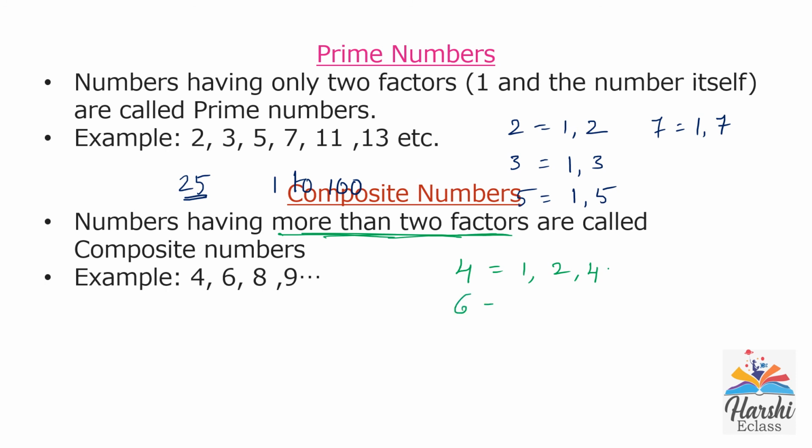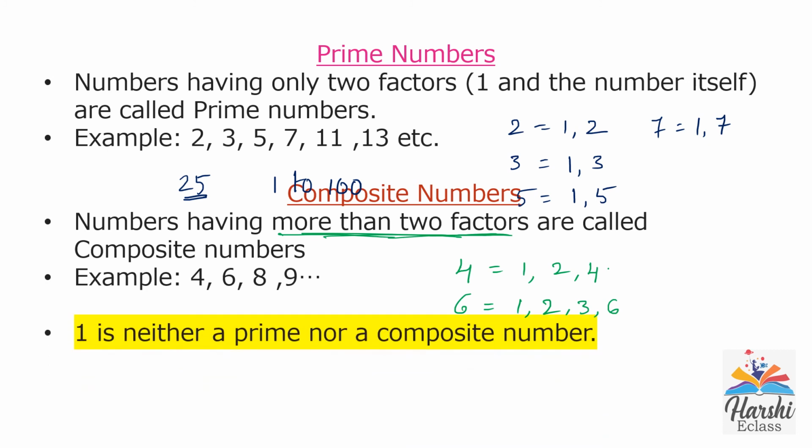Factors of 6. Already we saw the factors of 6 in the previous slide. 1 sixes are 6. 2 threes are 6. 3 twos are 6. 6 ones are 6. There are more than 2 factors. Like this, the numbers which have more than 2 factors are called composite numbers.